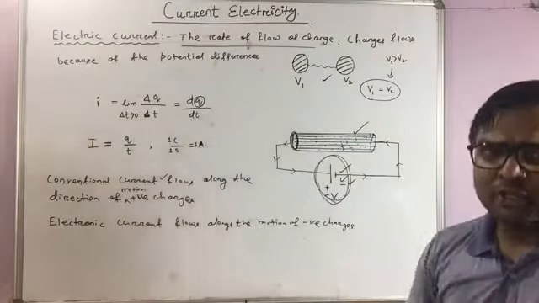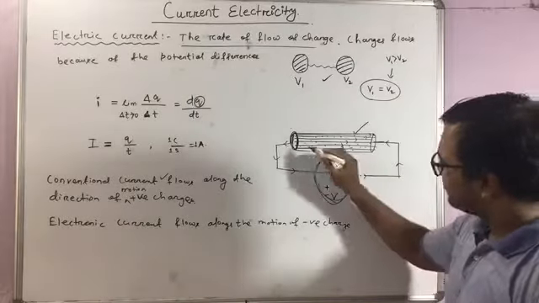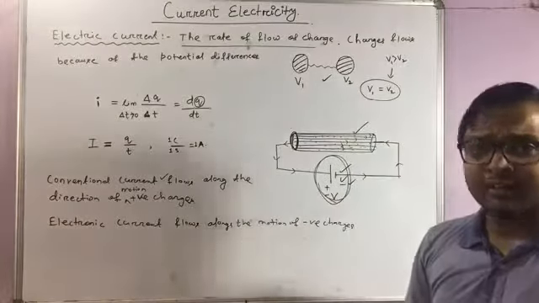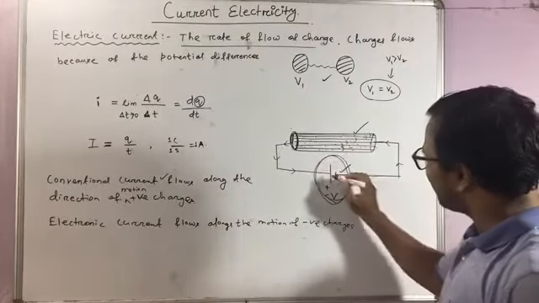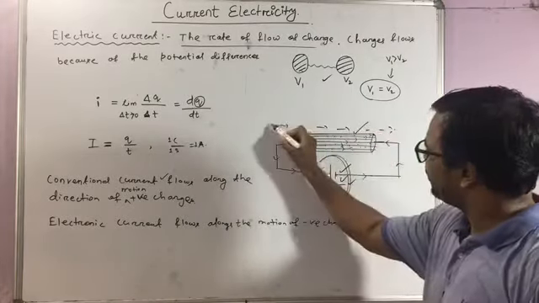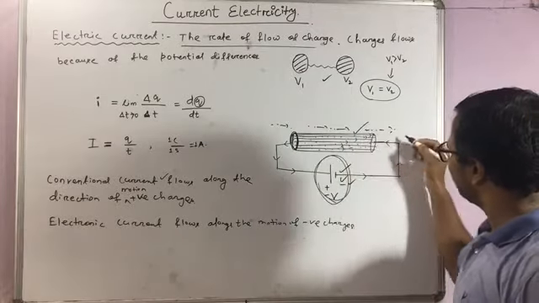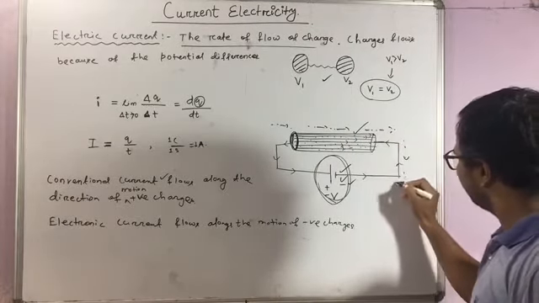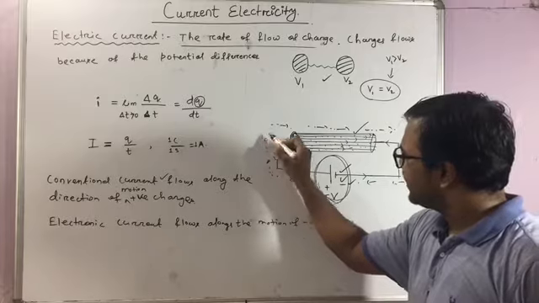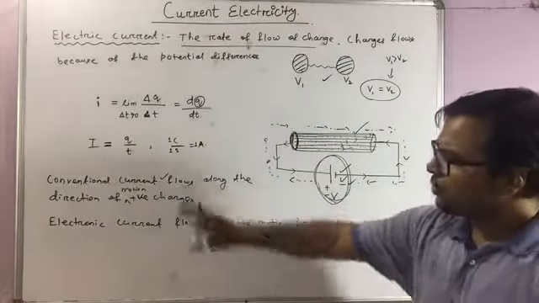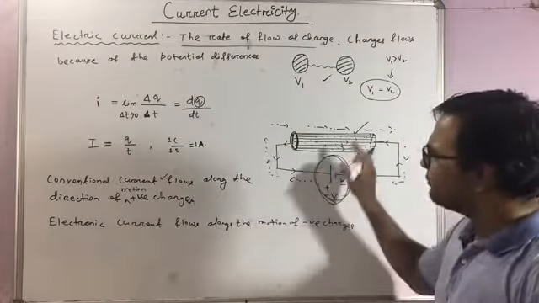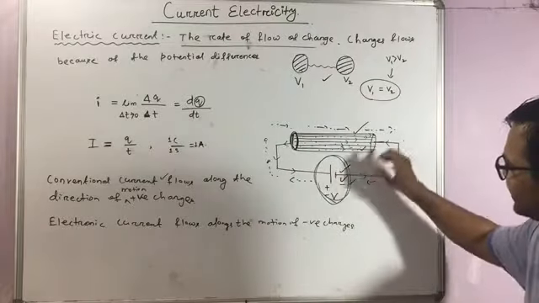By convention, we can say that opposite to the electron, we can think as if electrons are at rest and positive charges are moving in the direction opposite to it. Here the dotted arrow represents your conventional current flow. But see, students, in the actual case of a solid metallic conductor, there is no concept of conventional current, but we can think of it. The actual current flow is because of the free electrons present inside the metal.